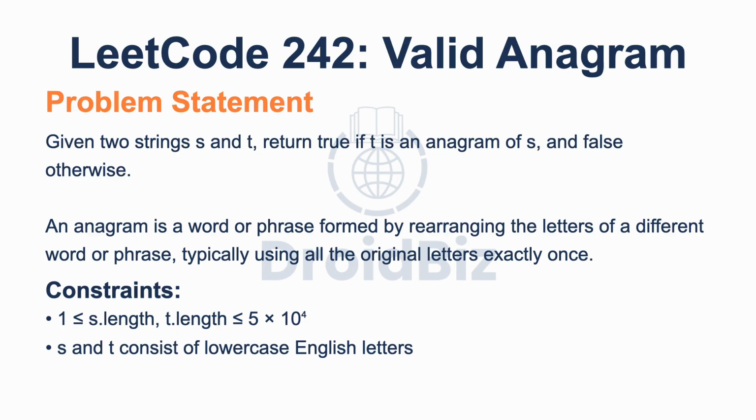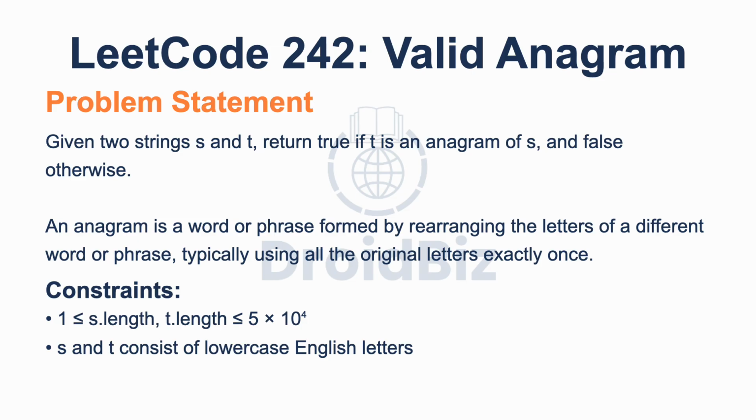Welcome to LeetCode Problem 242, Valid Anagram. Let's understand what this problem is asking us to do. We are given two strings, S and T. Our task is to return true if T is an anagram of S. Otherwise, we return false. So, what exactly is an anagram?